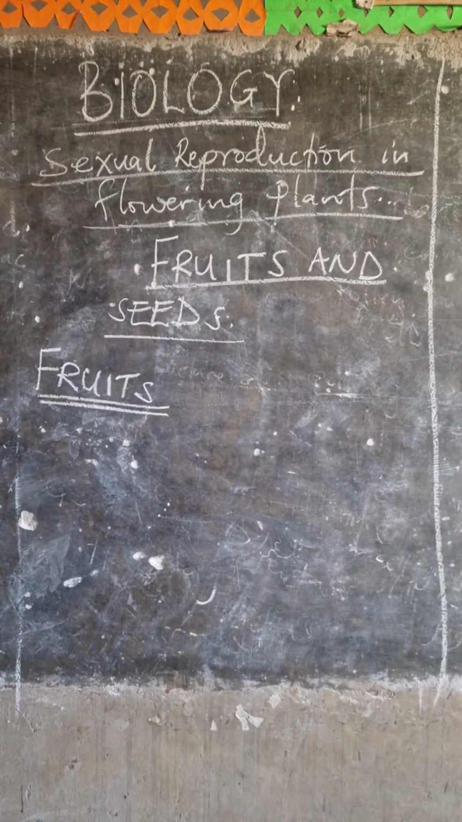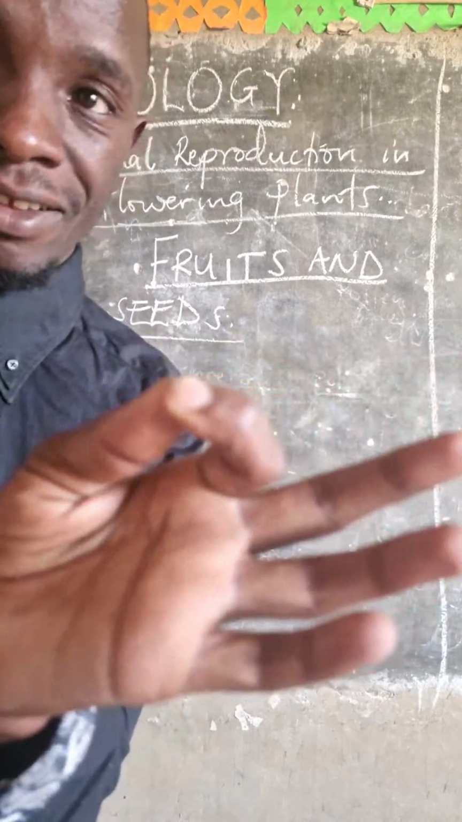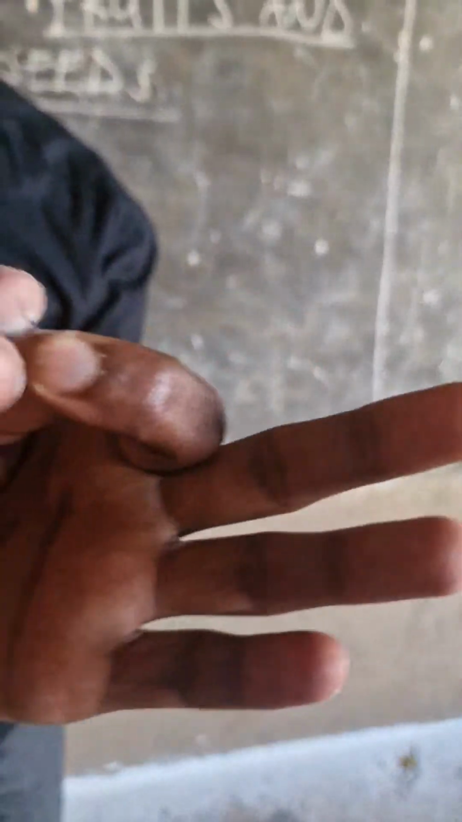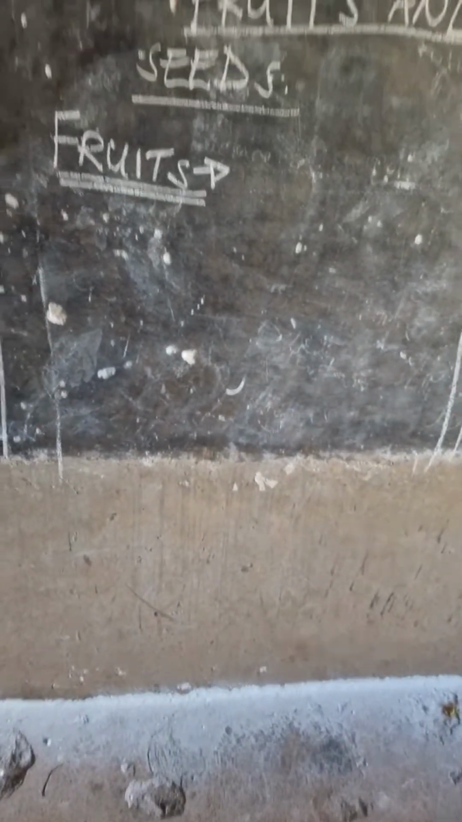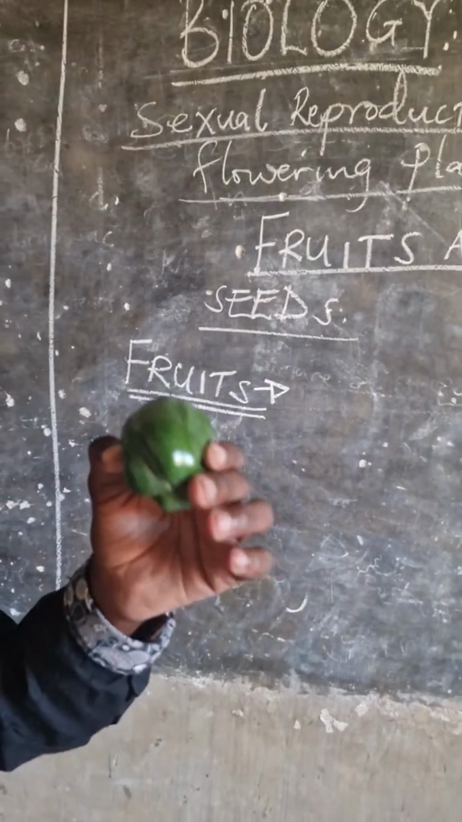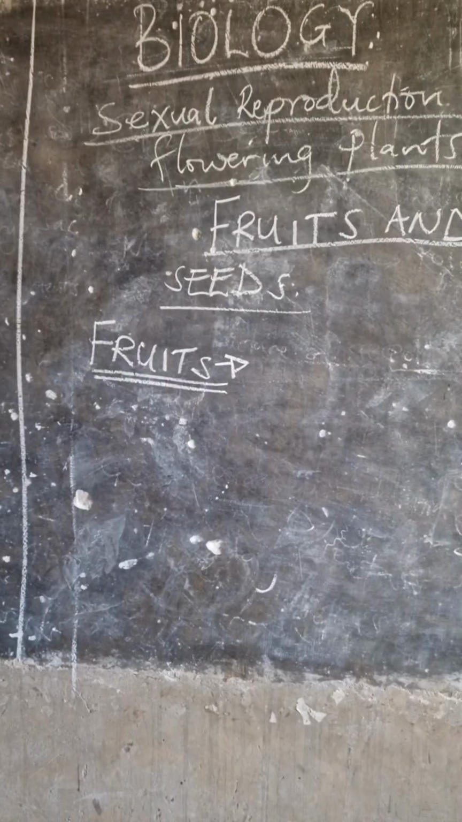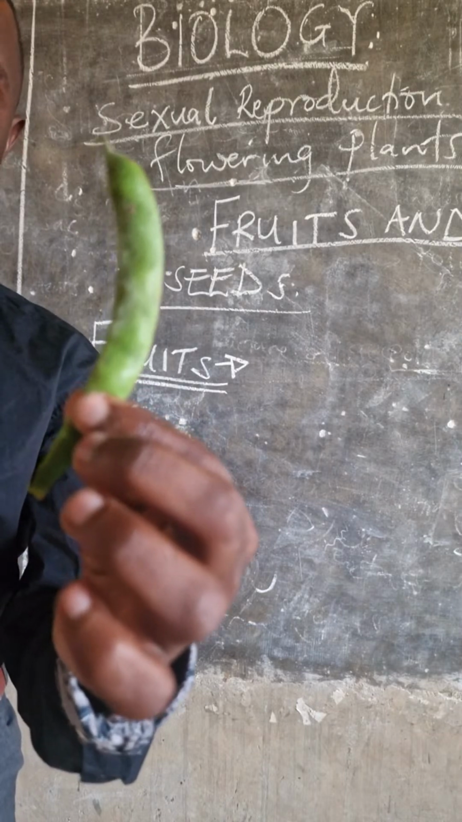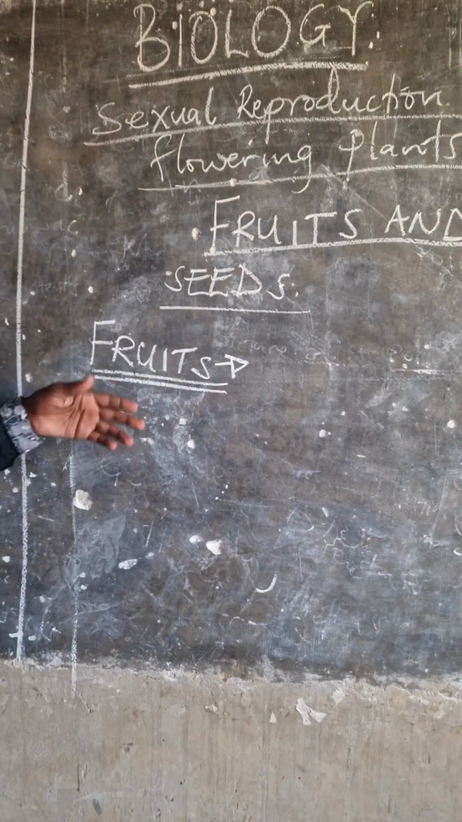At least almost all of us would like to know what really the word fruit means. We are going to look at a number of them, even things you do not recognize as fruits. This is a fruit. All these are fruits. We have these ones. This is a fruit. We also have this one. It is a fruit. So we are going to look at what is a fruit.